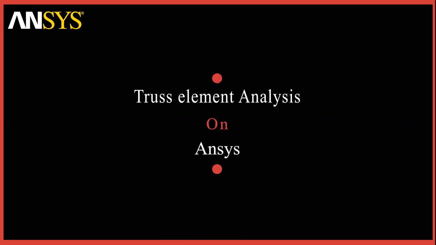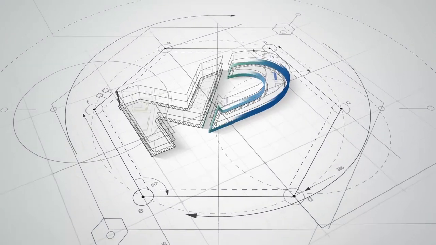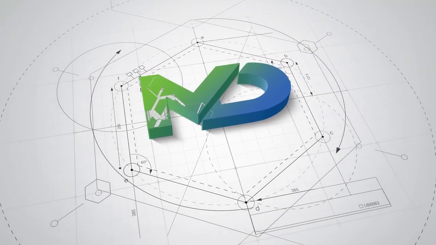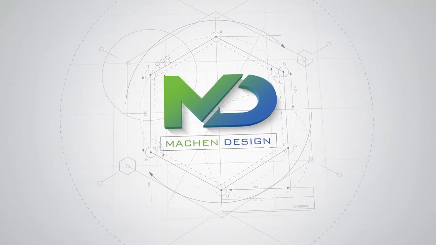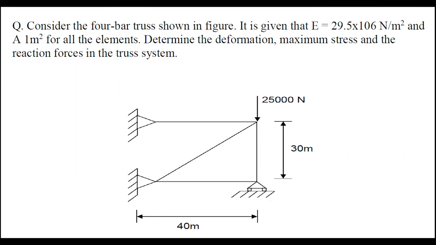Today, let's learn how to simulate 4-bar trusses. This problem deals with trusses. It is a 4-bar figure. 2 bars on the left hand side have a fixed point. On the right hand side, it has a roller support in the bottom, which can move only in the x-axis, not in the y-axis. The fourth point has a force on it, which is 25,000 newtons.